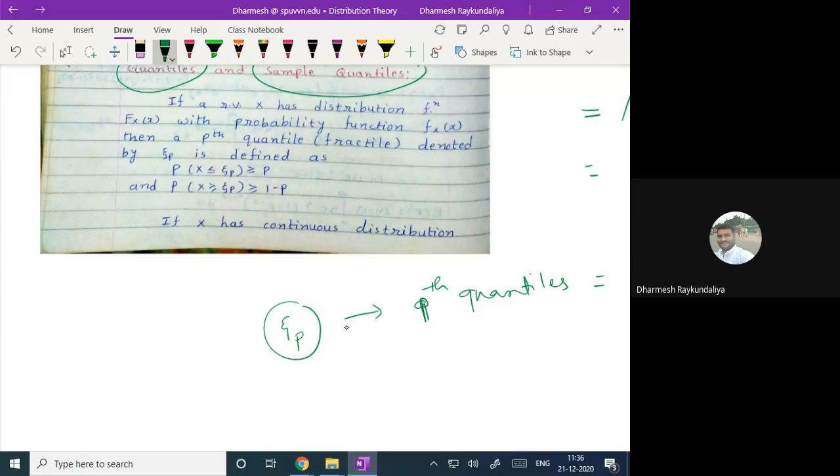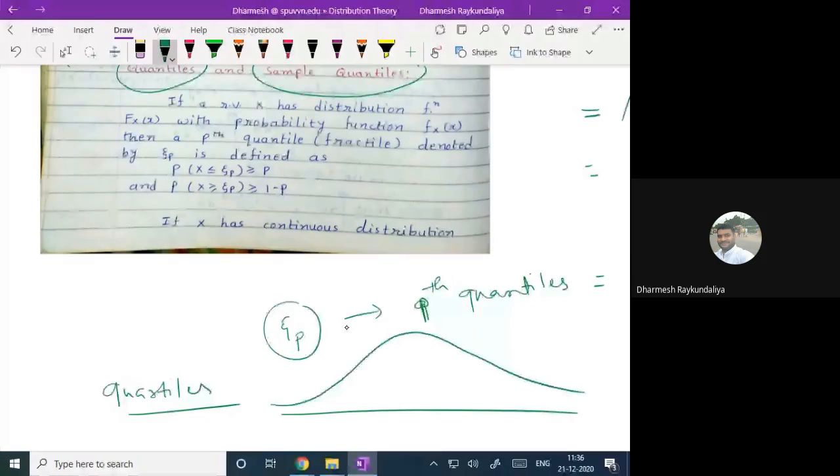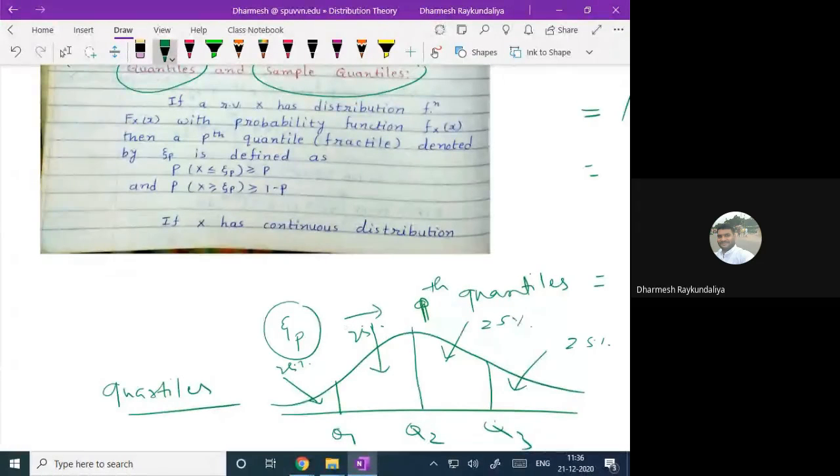But when you talk about quartiles, it means dividing the area into four equal parts. This is the median, this is the first quartile, this is the second quartile, and this is the third quartile. This area is 25%, this area is 25%, this is also 25%, and this is also 25%.